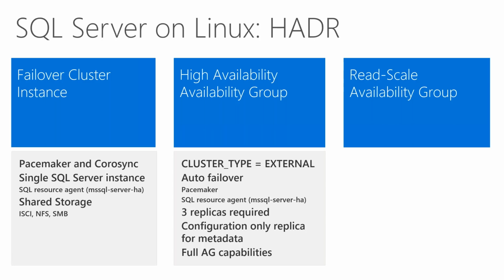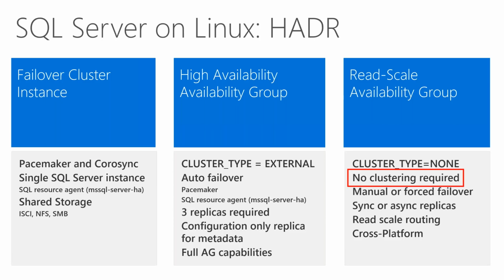We call that a configuration only replica for metadata purposes. And the good news is that can be SQL Express. So it can be a completely free version of SQL Server to help you make that happen. And you get full AG capabilities for failover and availability groups when you do that. New to SQL 17, though, on Windows and on Linux is this concept called cluster type equals none. No clustering software required. But notice it's not called highly available because no auto failover capabilities exist in that scenario unless you build it in yourself. You can do failover, you can do sync, but you're the ones required to decide when a failover happens.